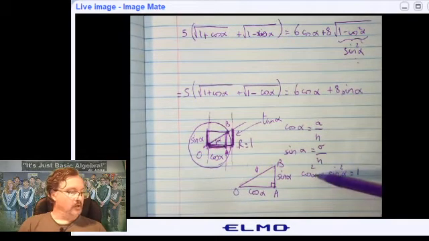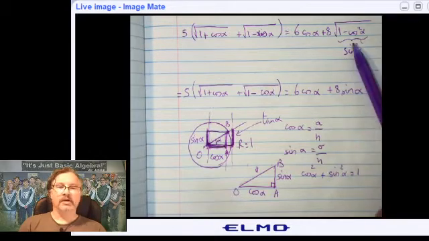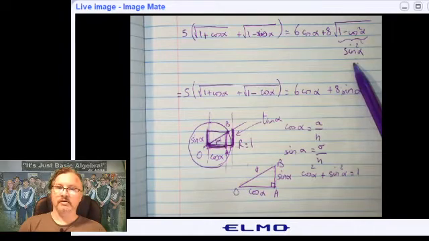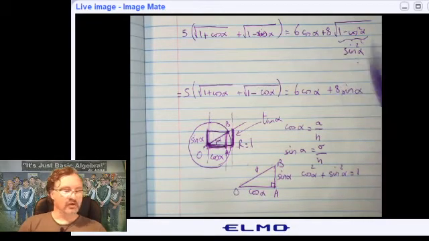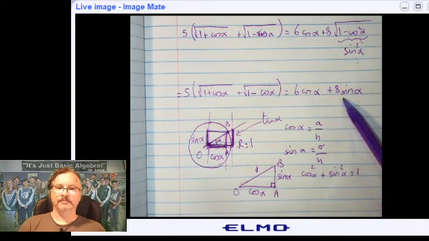And if I manipulate this algebraically just a little tiny bit, I'm going to get up here 1 minus cosine squared alpha equals sine squared alpha. And then ultimately the square root of sine squared alpha will be just sine alpha right here.